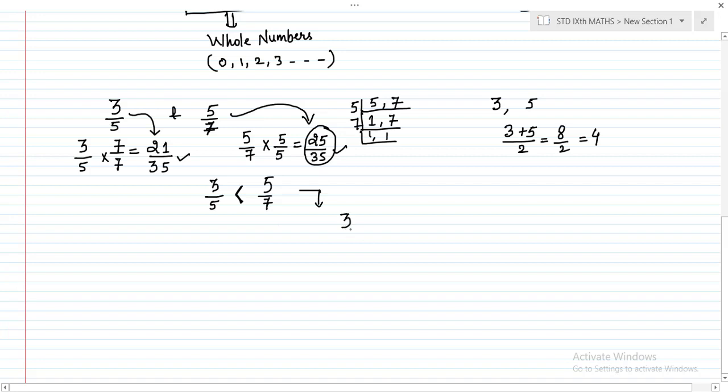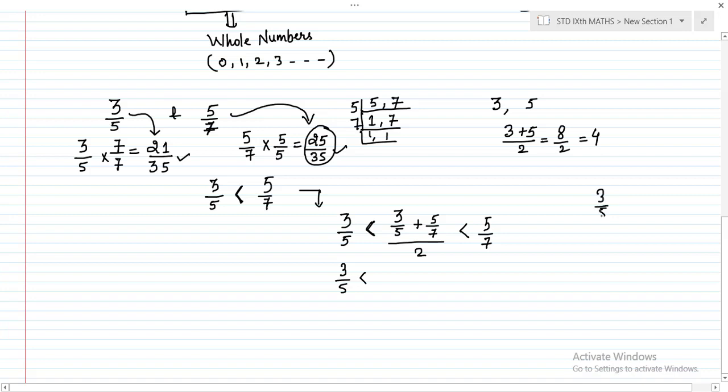So we will write 3 upon 5, which is obviously the smallest one. Then we will put the less than sign. Then we will take the average of these two numbers: 3 upon 5 plus 5 upon 7, whole divided by 2, then less than 5 upon 7. Now we know the LCM of 7 and 5 is 35. So let us solve in rough.